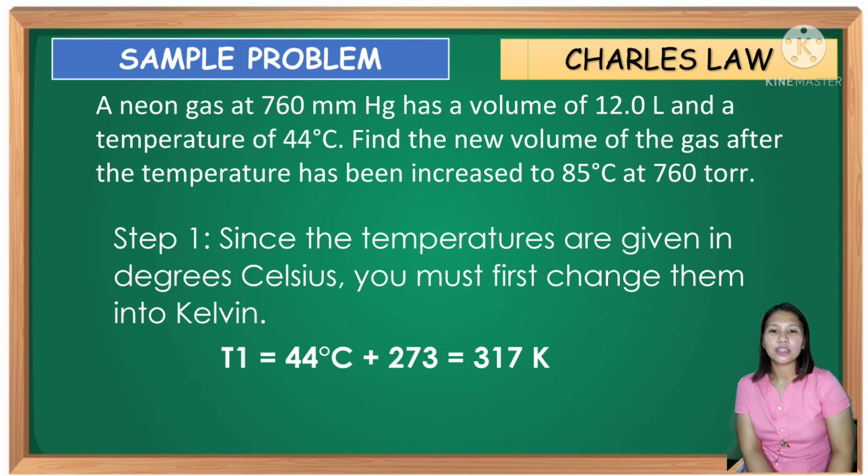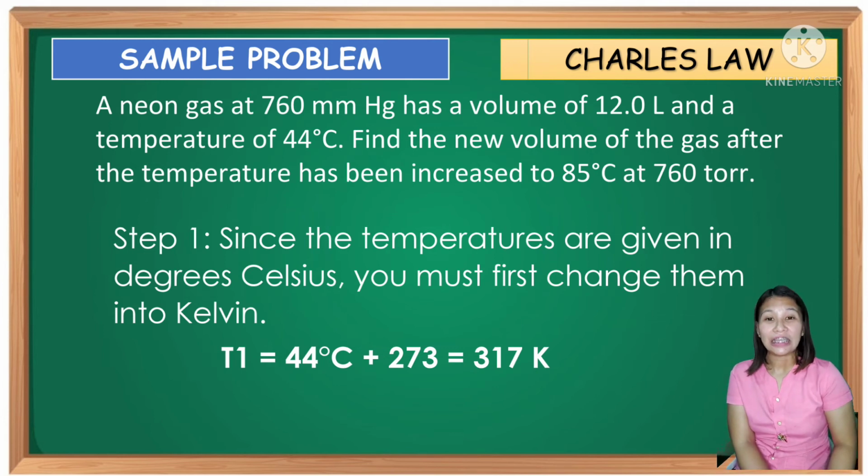The first step, using Charles's Law: since the temperatures are given in degrees Celsius, you need to first change them into Kelvin. How do you change it? You add 273 to the value in degrees Celsius. So for the initial temperature, 44 degrees Celsius, we add 273 to come up with a value of 317 Kelvin, represented as K.